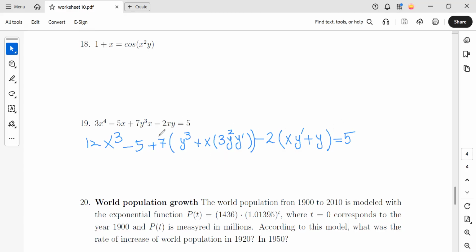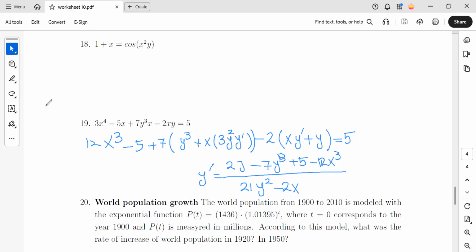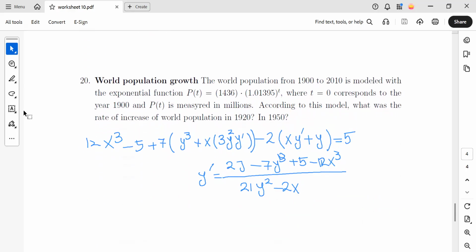So you would multiply this and you would simplify and you would end up with 2y minus 7y cubed plus 5 minus 12x cubed over 21y squared minus 2x. And number 20 here, please again pause the video, read the question, and then continue.